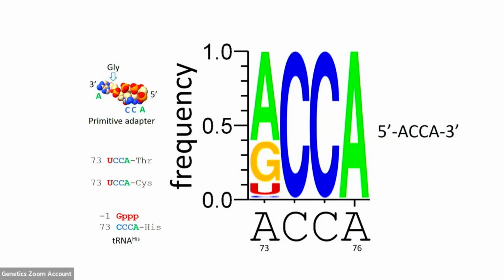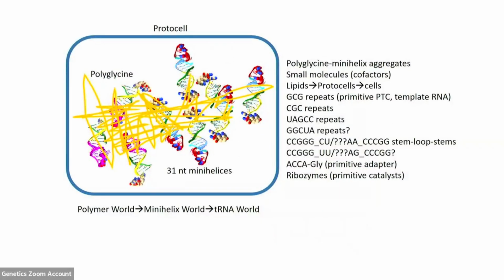Pretty clearly, this modification is as old as the genetic code. There are a lot of these tRNA modifications that are as old as the genetic code. So what does all this mean? Without having really emphasized this in my talk, there's evidence in tRNA sequence for polymer world and mini helix world, and you sort of go in this progression.